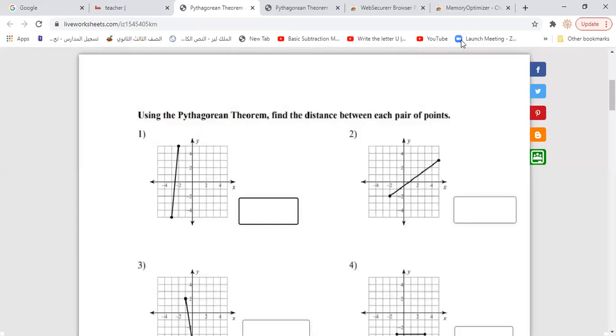I can write a name for the points, like this is A, for example, and this is B. I'm looking for the distance between A and B. Who will tell me the answer?